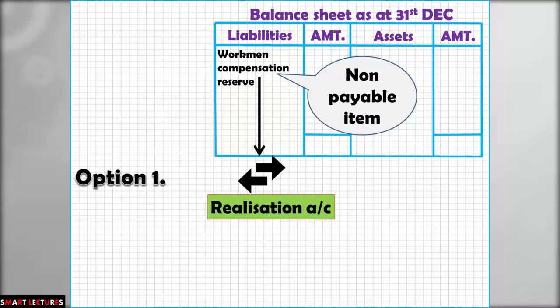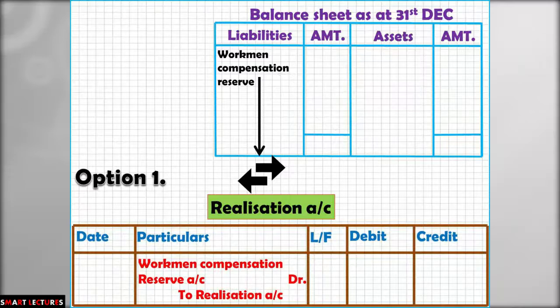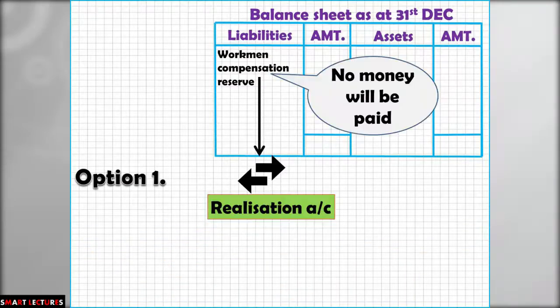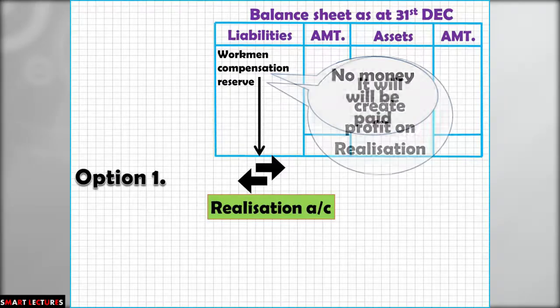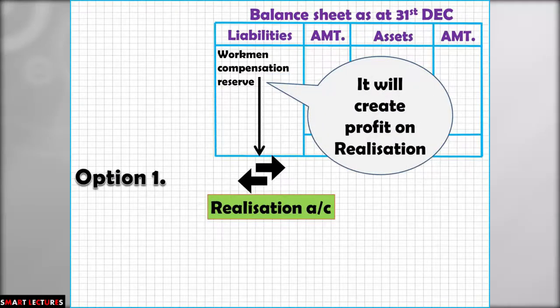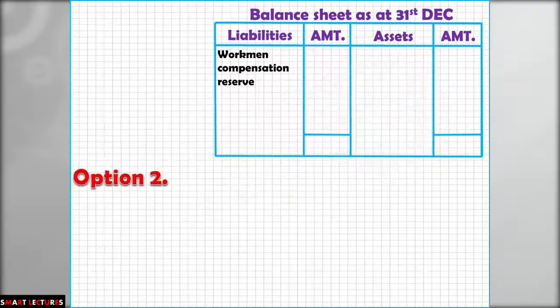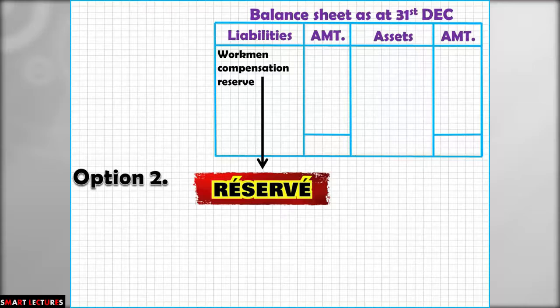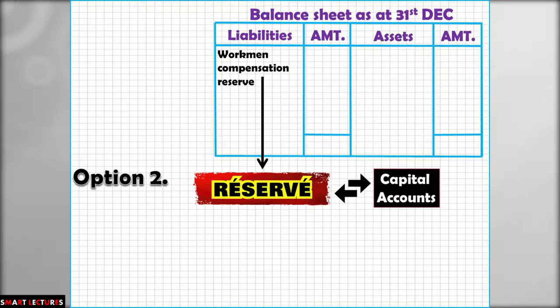So in that situation, the journal entry will be workman compensation reserve account debit to realization account. So it will be transferred to realization account, but no money will be paid for this thing, and indirectly it will create profit on realization. And the second option is that it can be treated as reserve and can be transferred to capital account.